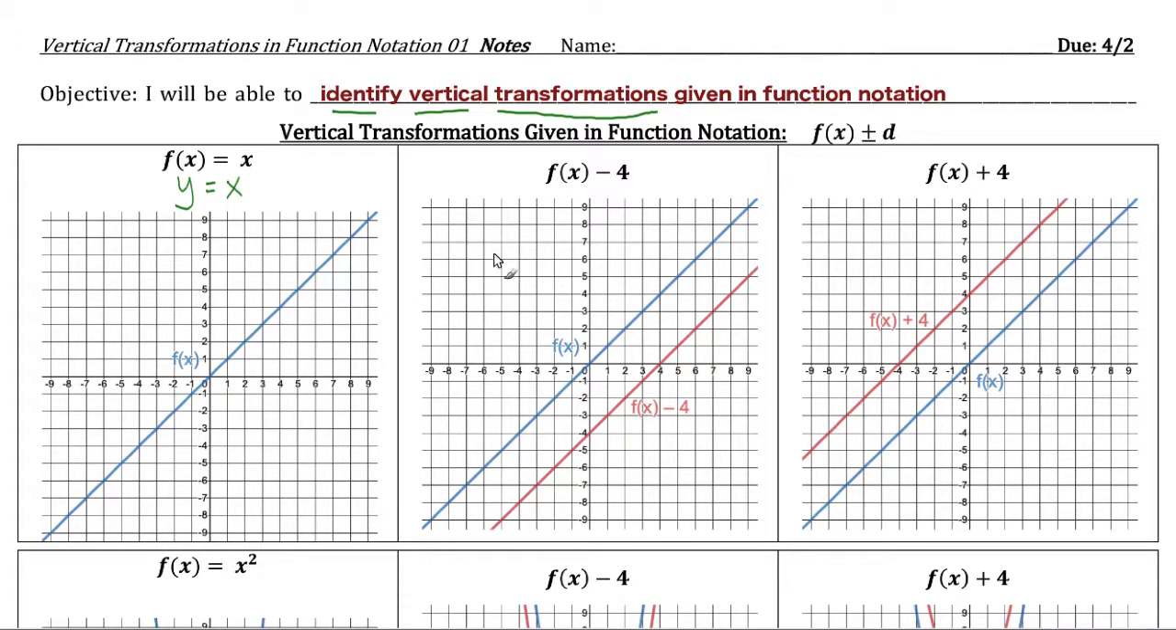Now if we take that function and we subtract 4, we end up with this red one right here. If we take that same function, or you take the y's of that function, and you add 4, you end up moving to this line.